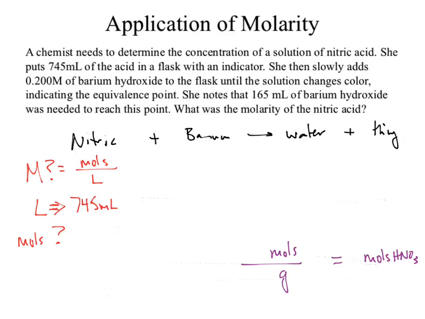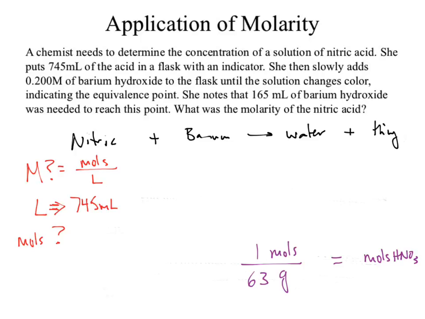Right? So oxygen 16 times 3, 48, 14, 15, 63. Thank you. Wow, that was good. 63 grams in 1 mole. I now have a conversion factor. This would get me to moles of nitric acid.